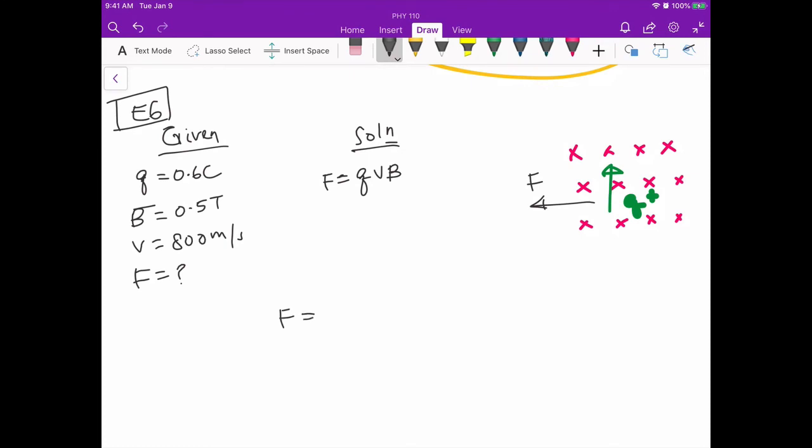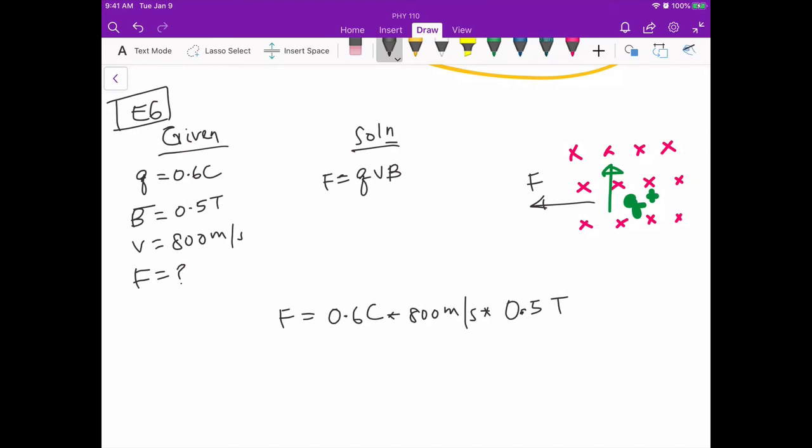So F equals Q times V times B. Q is 0.6 coulomb, V is 800 meter per second, and B is in Tesla, which is 0.5 Tesla.